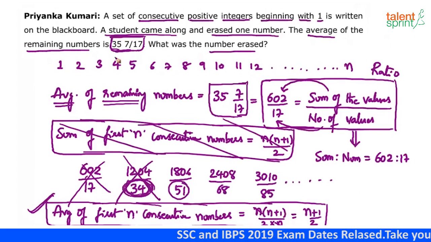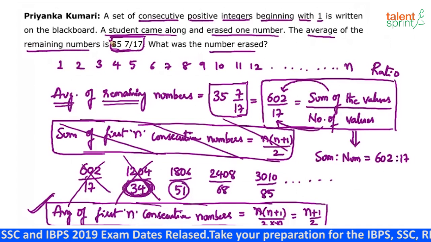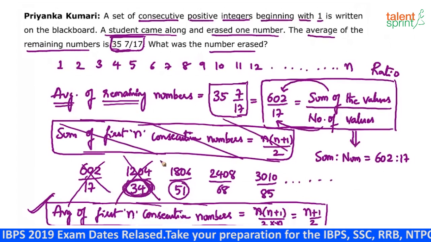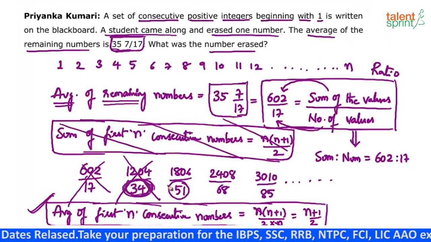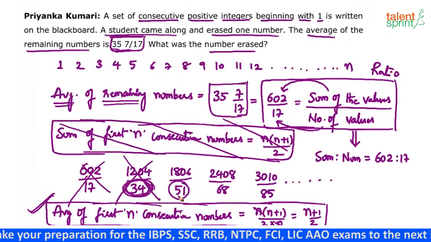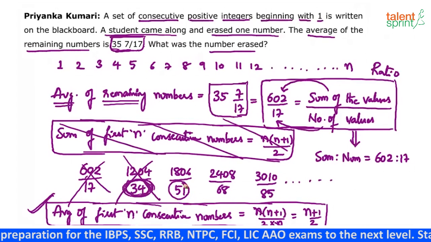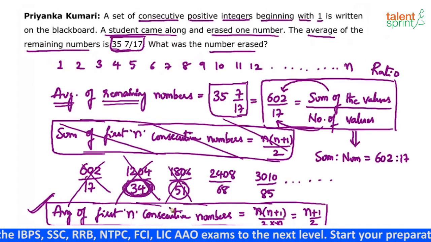No. See, after removing one value, average should reduce, right? I mean, it can also increase depending on what value has been removed. But if you try to work for 51 numbers also, will you come close to 35? What is the average of first 51 numbers? 51 plus 1 by 2, 52 by 2. 52 by 2 is how much? 26. But the average here is given as 35. So it's not possible. This also gets eliminated.